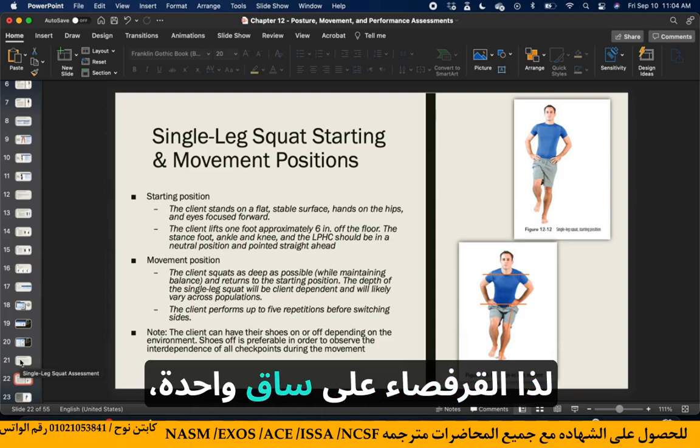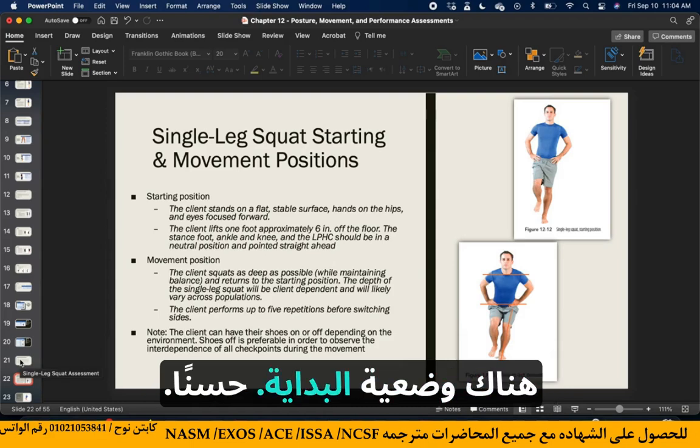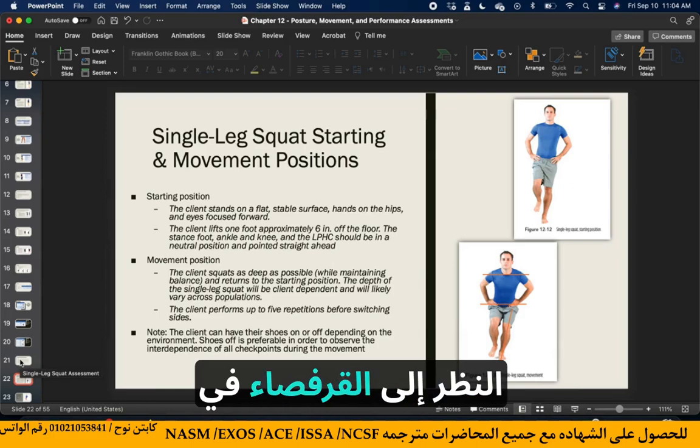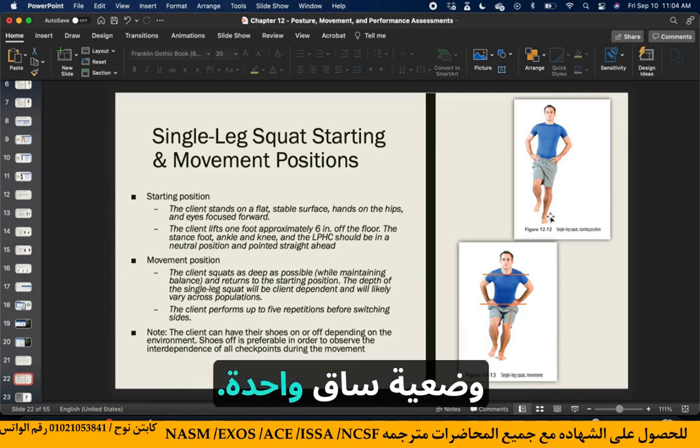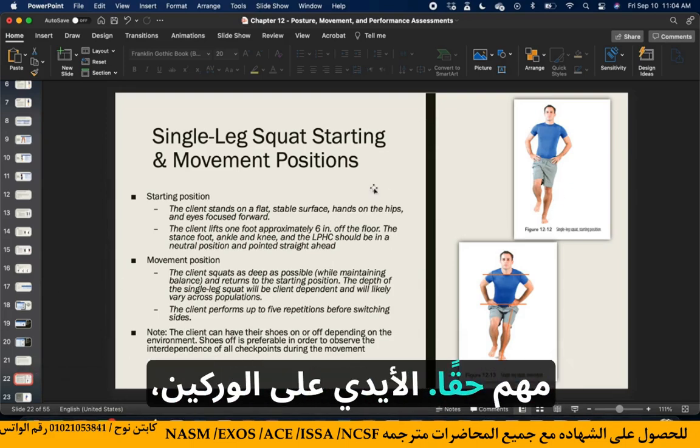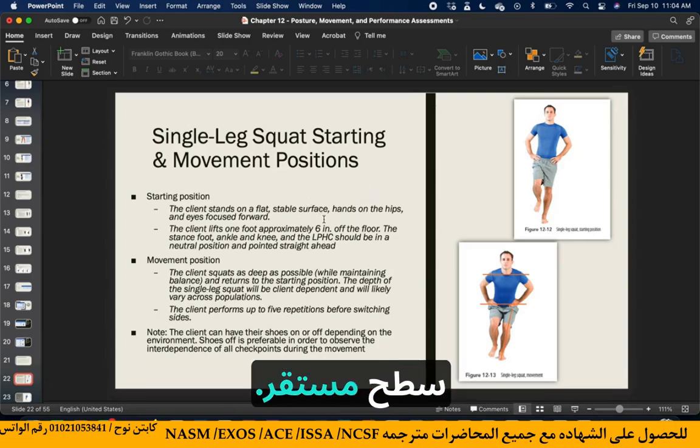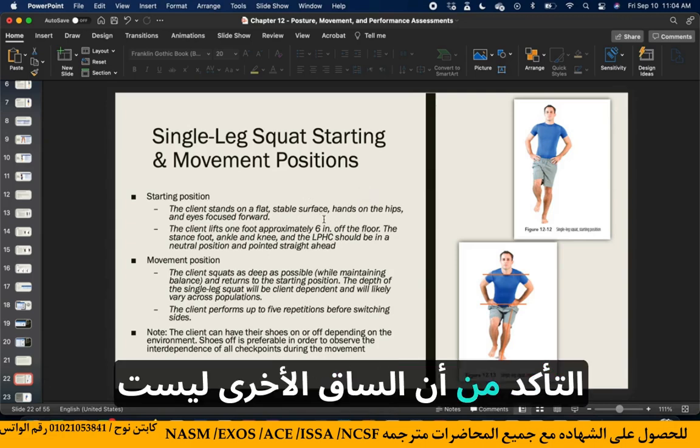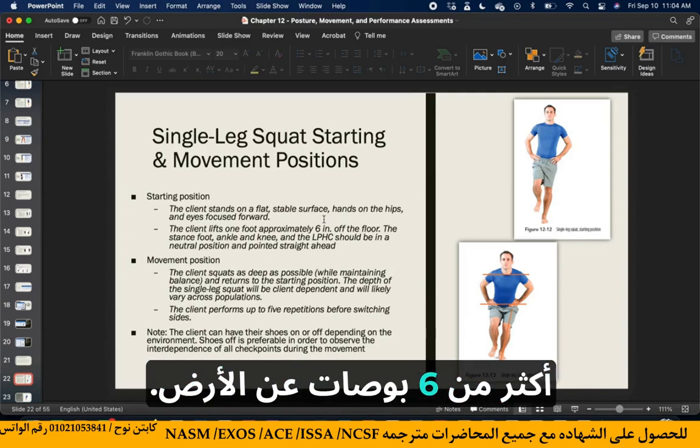So the single leg squat, there's your starting position. All right. Looking at squatting down in a single leg position. So this is why balance is really important. Hands on the hips, stable surface. Again, making sure that the other leg is not any more than 6 inches off the ground.